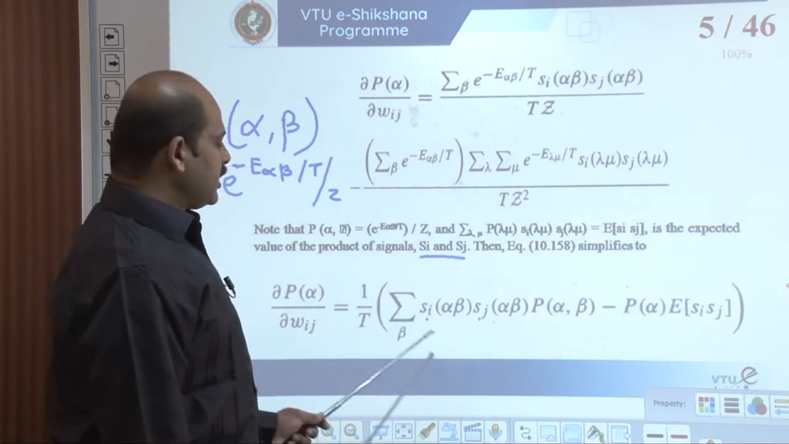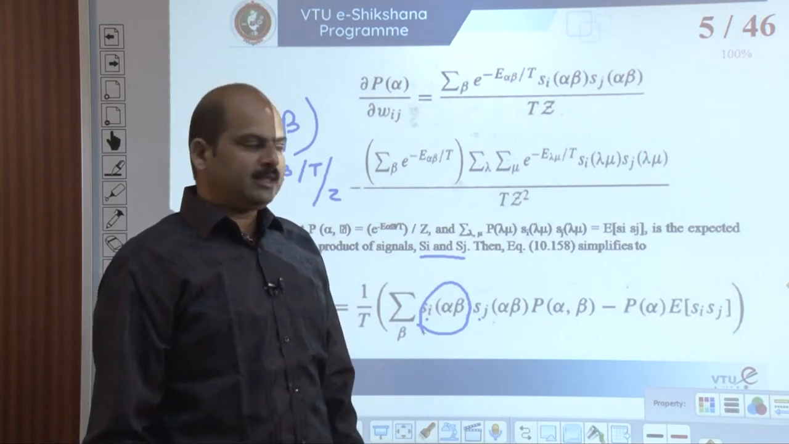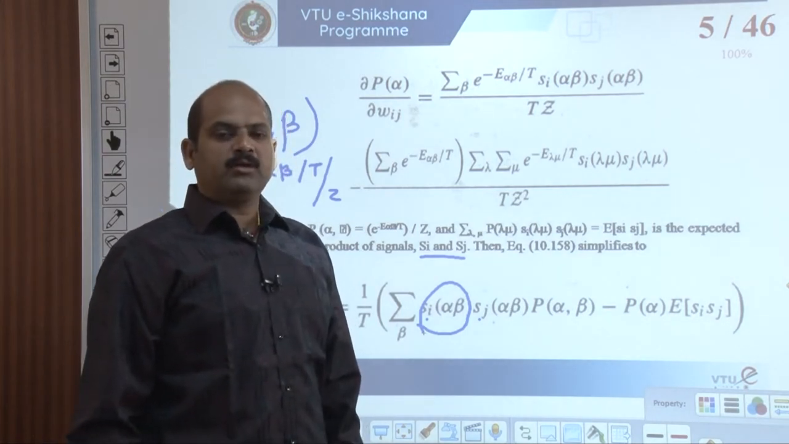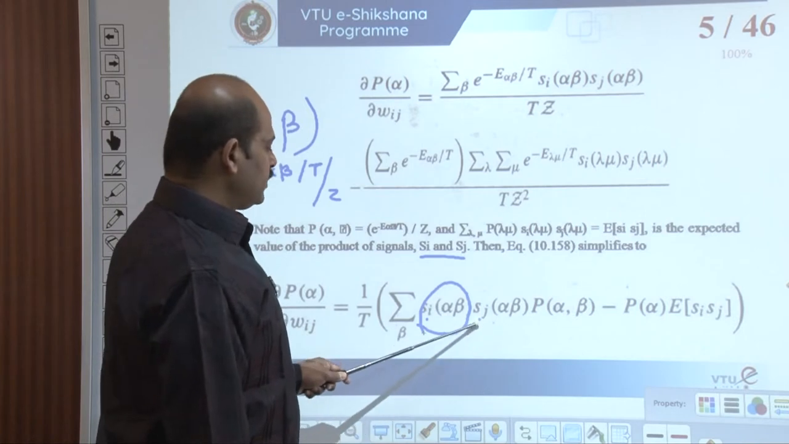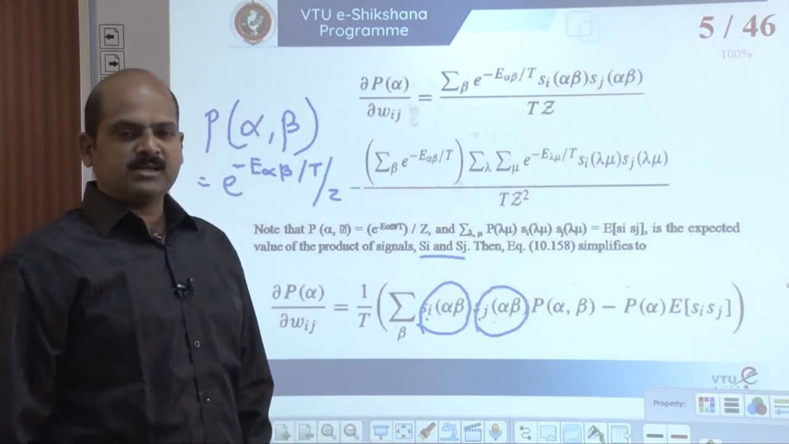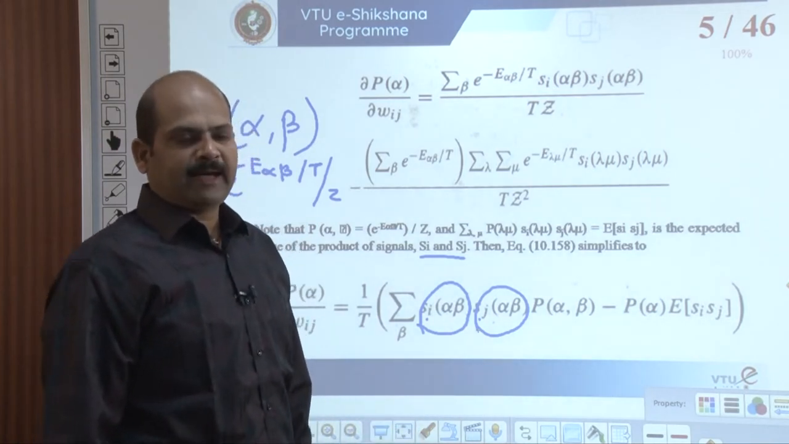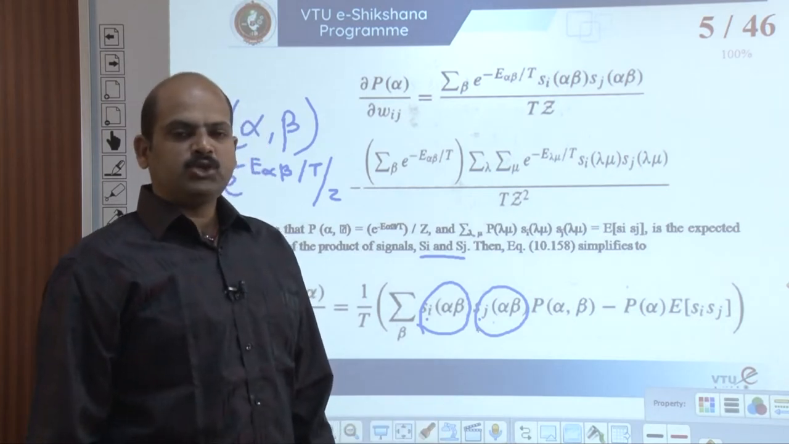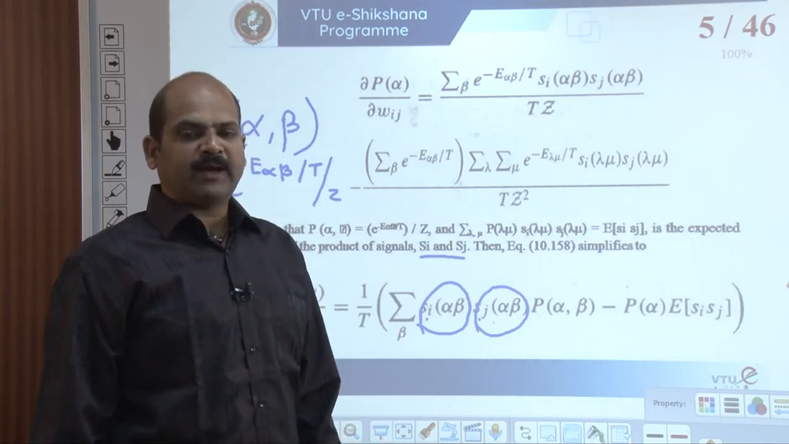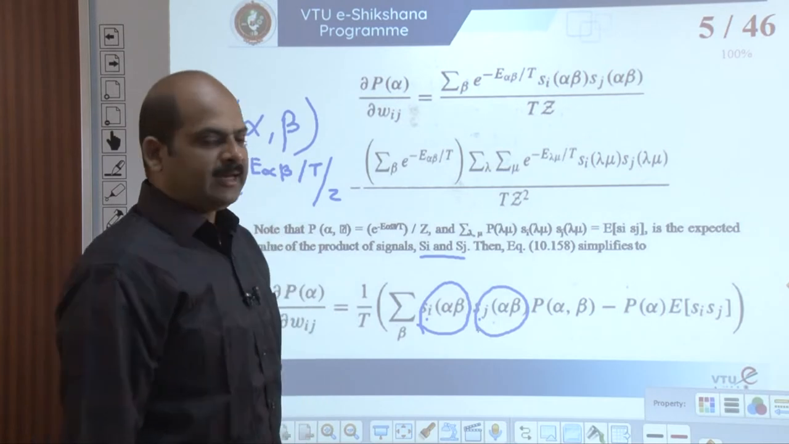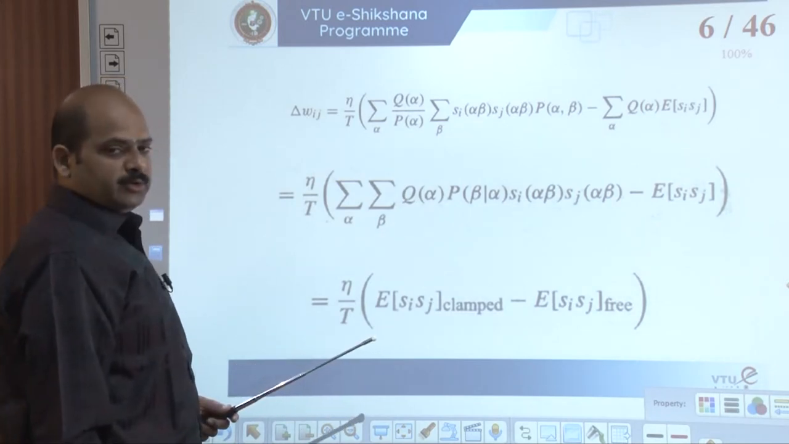Here, Si of alpha and beta is the signal of the ith neuron in the configuration specified jointly by alpha and beta. Likewise, Sj of alpha beta is the signal of the jth neuron in the configuration specified jointly by the value of alpha and beta. Substituting this equation and working through the algebra yields the final weight update expression. So this is the final expression that we get over here.